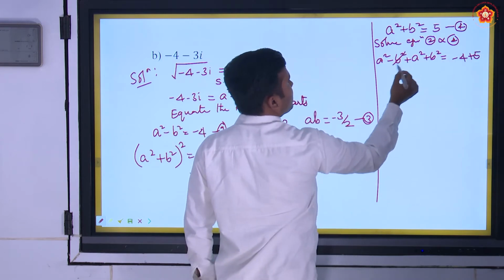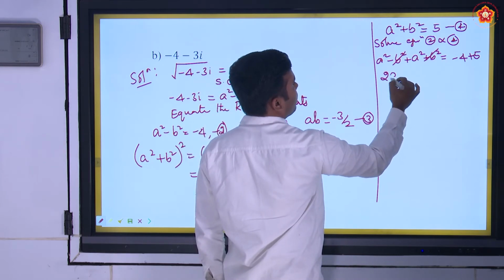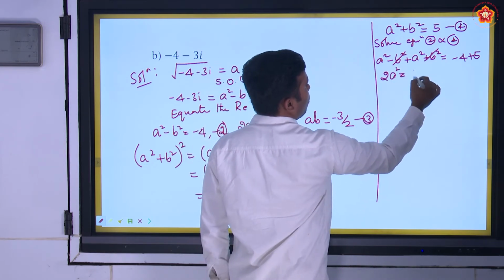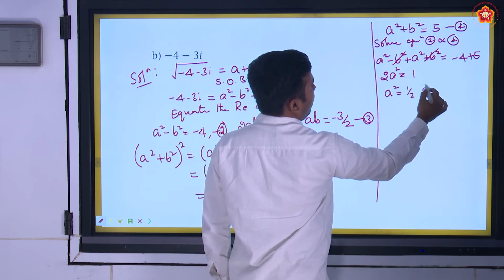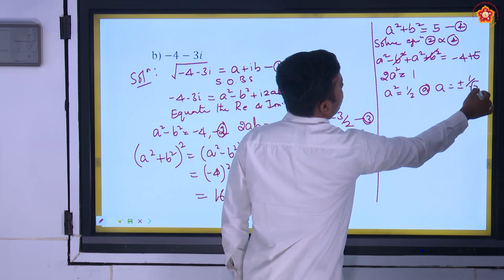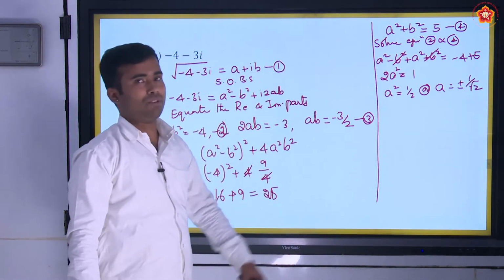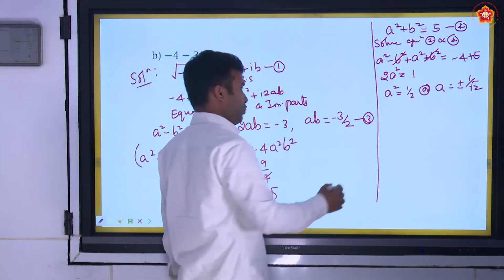So here minus b square and plus b square will get cancelled. a square plus a square is 2a square, which is equal to 1. So a square is equal to 1 by 2, or a is equal to plus or minus 1 by root 2. Now we got two values for a, which is 1 by root 2 and the other one is minus 1 by root 2.